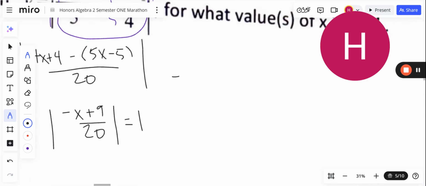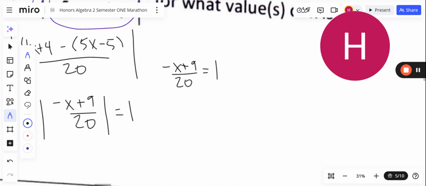So it's possible that the inside is genuinely equal to 1, and so the absolute value didn't really change it, just kept it as 1. So negative x plus 9 equals 20. In this case, negative x equals negative 29, so x equals 29.